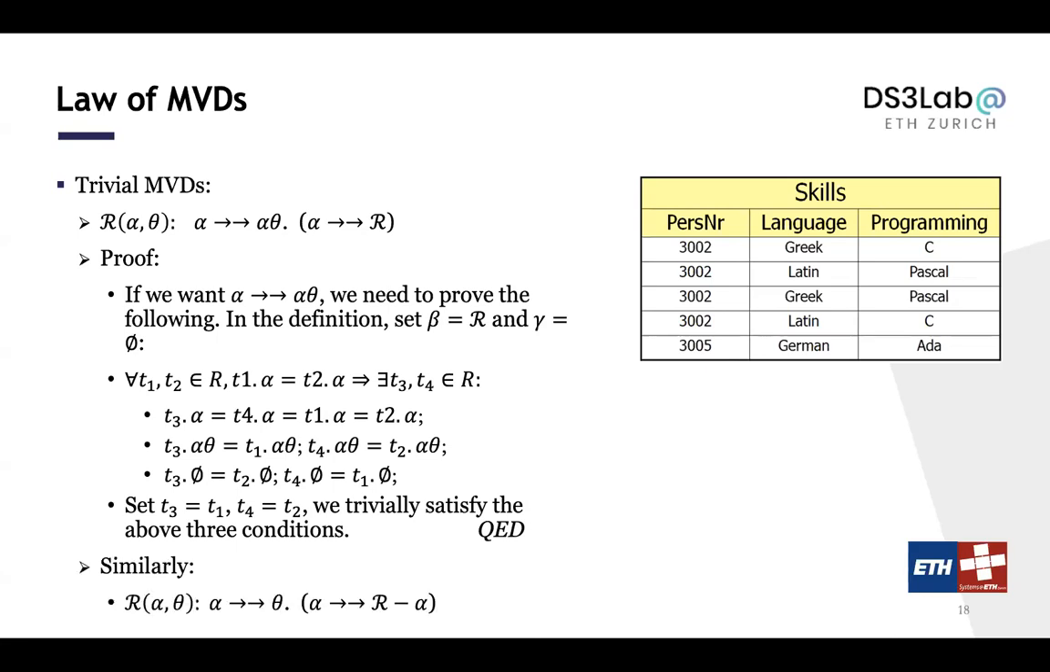Similarly, you can prove something like this. Assuming you have a relation with alpha and theta here, there's always going to be an MVD from alpha to theta. So if you have alpha, there's always an MVD from one subset of attributes to the rest of the relation, okay?